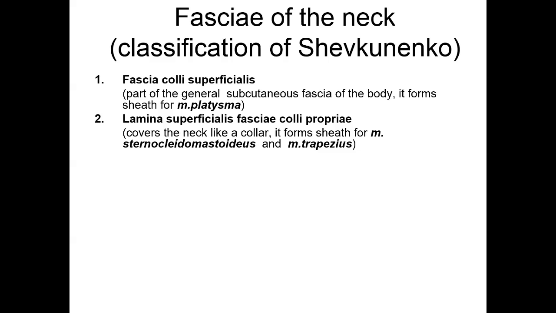And another interesting feature of this lamina superficialis fasciae colli propriae is that it divides the neck into two regions, anterior region and posterior region, by a special lamina which inserts to the transverse process of the vertebra.